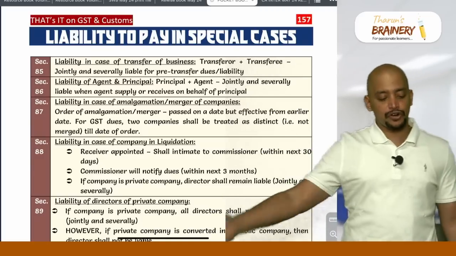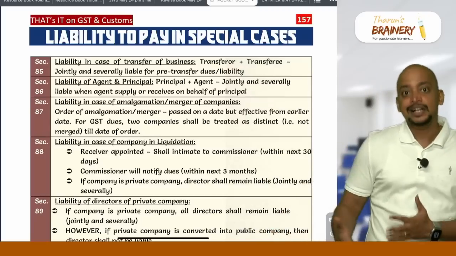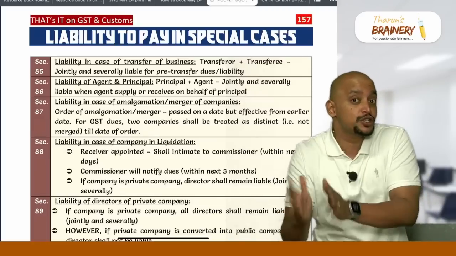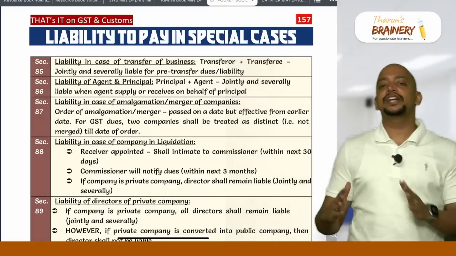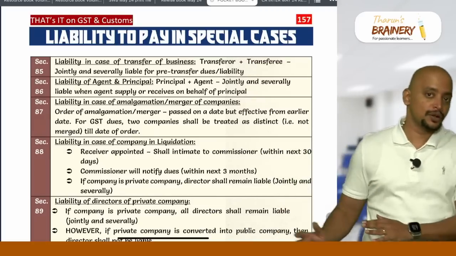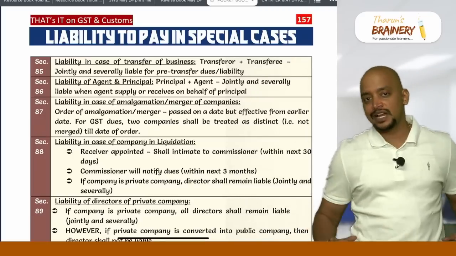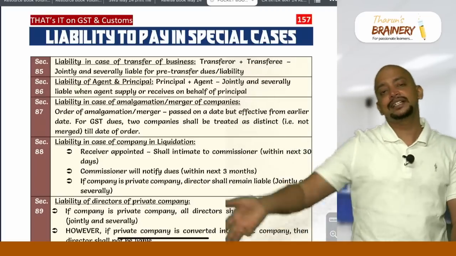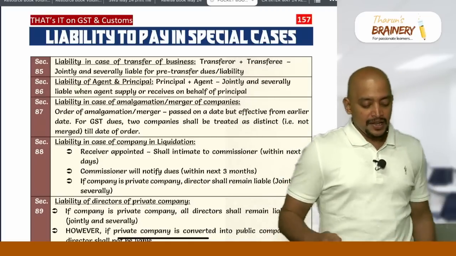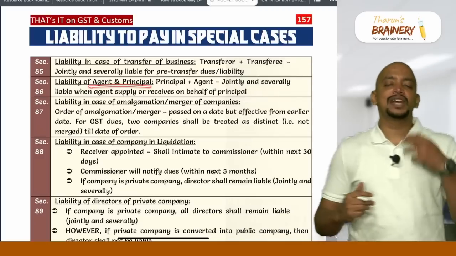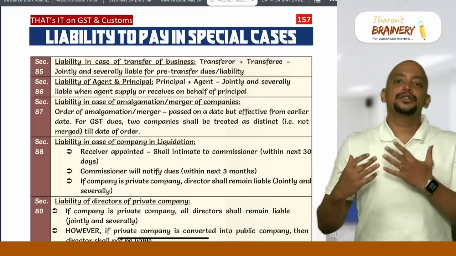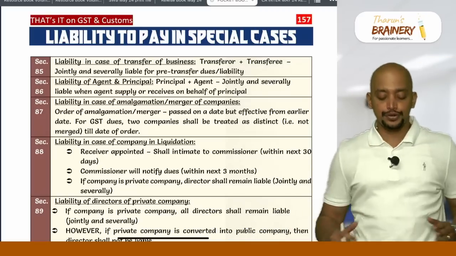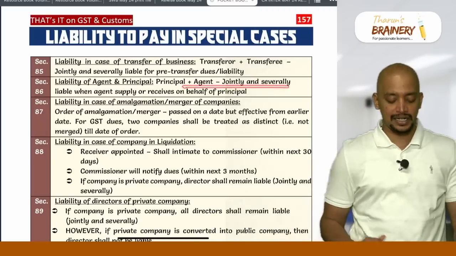In case of transfer of business, not only the transferor but also the transferee are jointly and severally liable with respect to the dues before the date of transfer. For example, transfer happened from 1/4/2024. Up to 2023, whatever is the liability, transferor and transferee both are jointly and severally liable, whereas after the date of transfer, the transferee is only liable. And in case of agent and principal, if the agent is acting on behalf of the principal, no doubt the agent is raising the invoice and the agent is liable, but the principal is also liable for the dues of the agent. So agent and principal are jointly and severally liable.